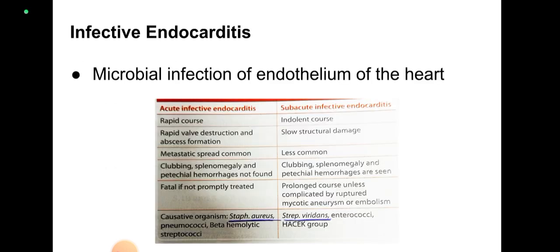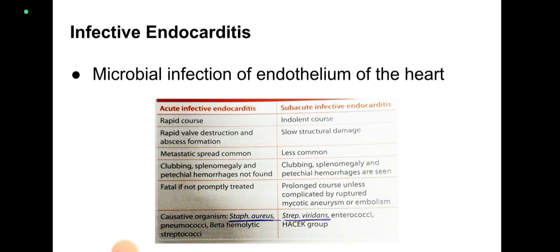So for now, let's move ahead to infective endocarditis. It is a microbial infection of the endothelium of the heart. Endocarditis is classified into acute and subacute types depending on manifestation and their clinical course. So, acute infective endocarditis has a rapid course, while subacute infective endocarditis has an indolent course. Rapid valve destruction and abscess happen in the acute type, while slow structural damage takes place in the subacute type.